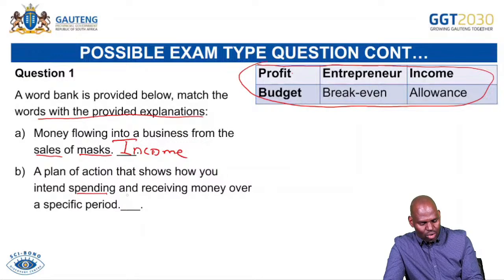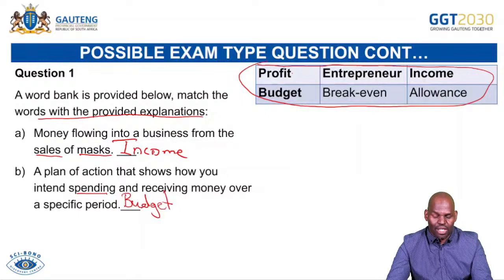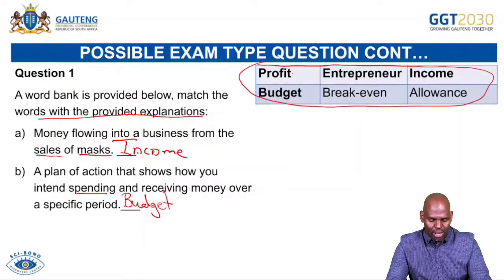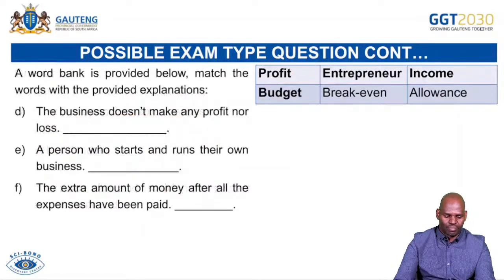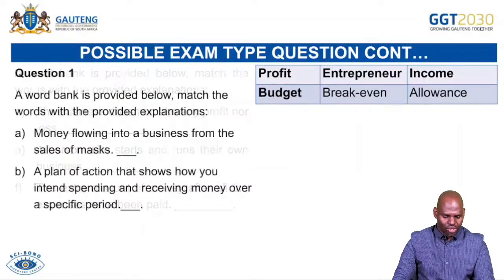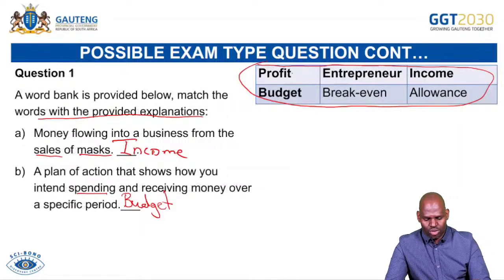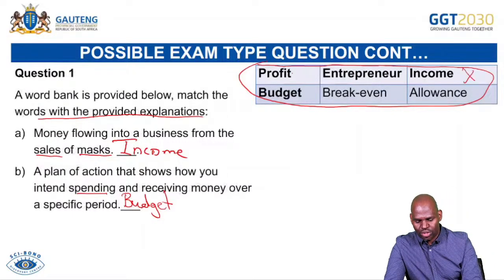So you'll be budgeting. So this one is a budget. Budget simply means you intend spending money and receiving money, or you intend receiving money and spending it. Then of course, that was B. So it means we've already used income and we have already used budget.